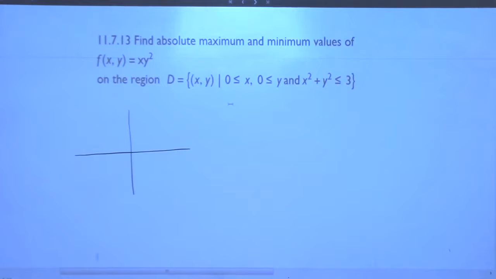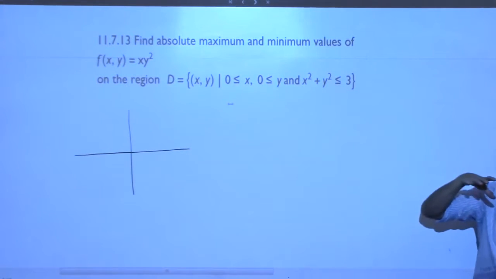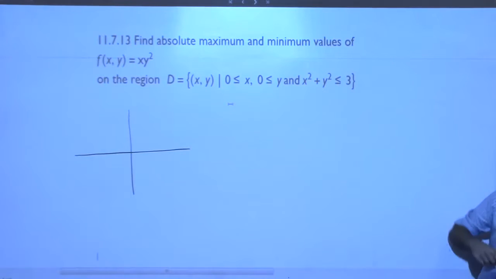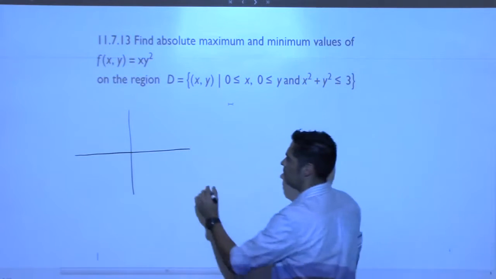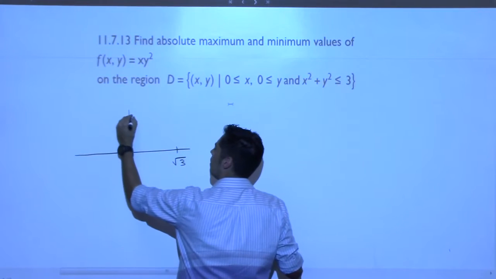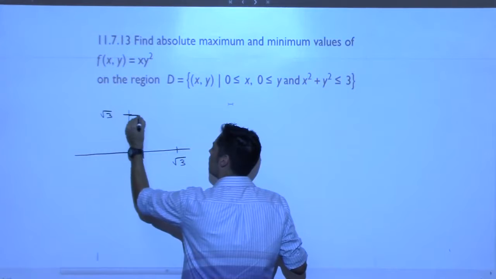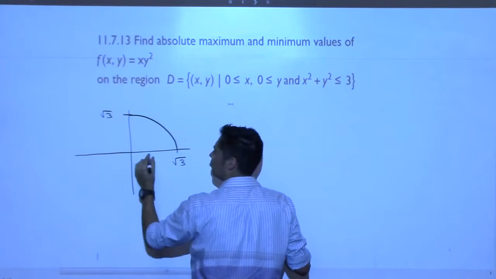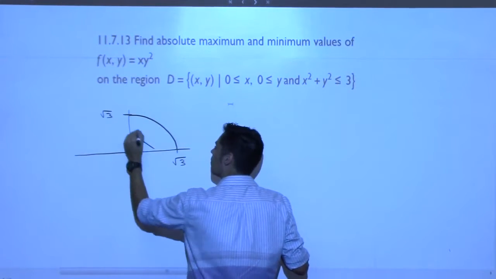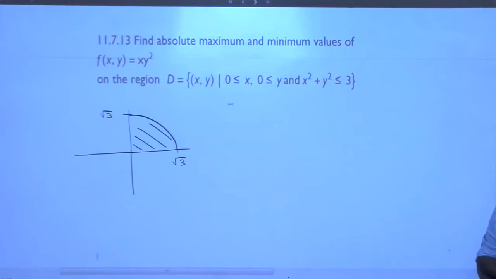First quadrant, and then I have to be inside a circle of radius square root of 3. So here's root 3. Here's root 3. Everything in there, including the boundaries. Right?